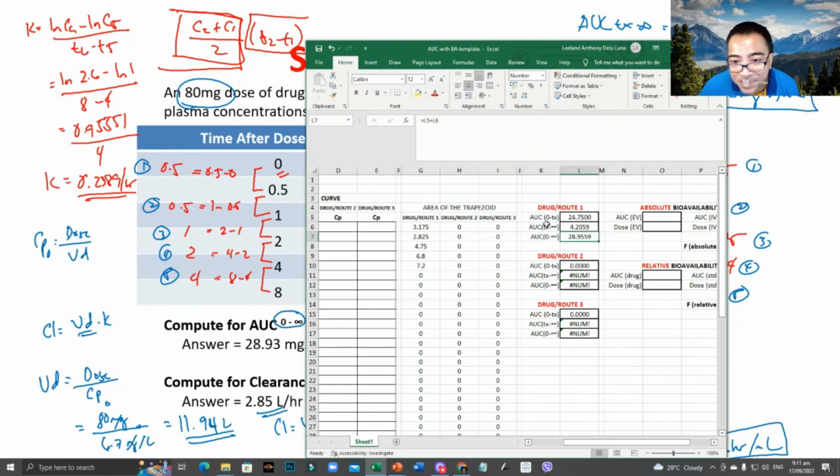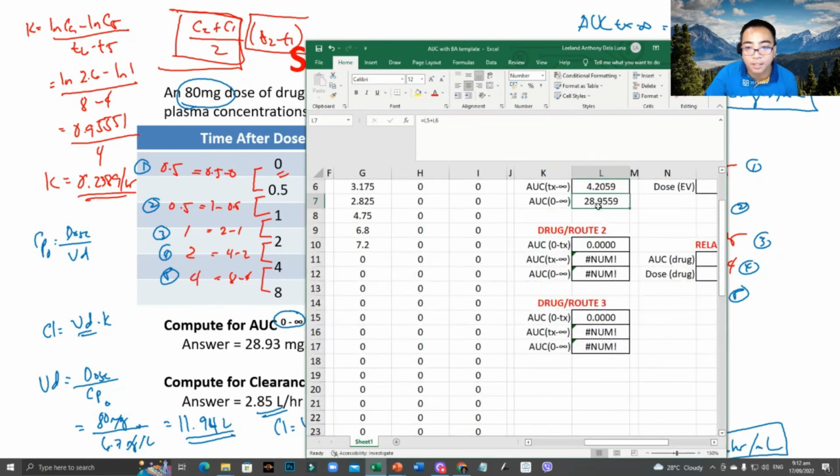Okay, so yun na yun. AUC from 0 to Tx, Tx to infinite time, and then of course my AUC from 0 to infinite time. Okay, so yan siya. Here it is, 28.9559. Okay, I'll provide this to you guys.